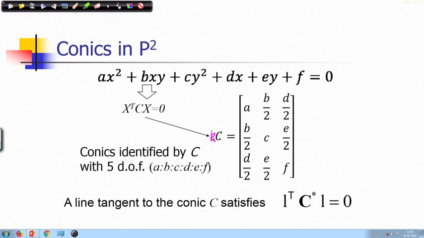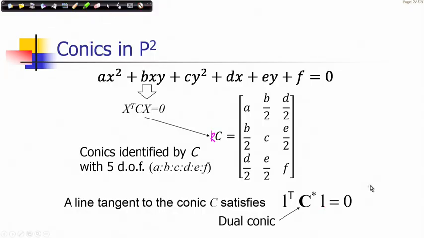Another interesting property of this conic is that there is a dual representation of this same conic. It is a representation by their line tangents. So, take any line tangent given by L, that should also satisfy this property, where C star is the dual conic representation, and that is given as C inverse. We have discussed all these properties in our previous lectures.